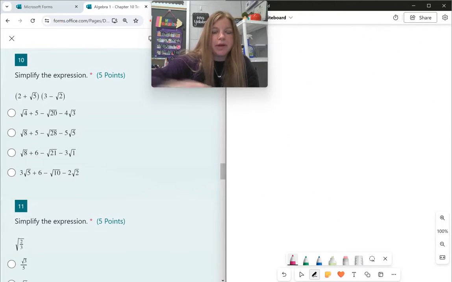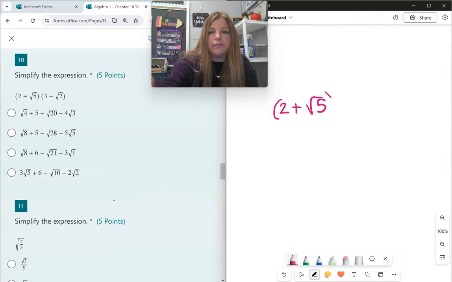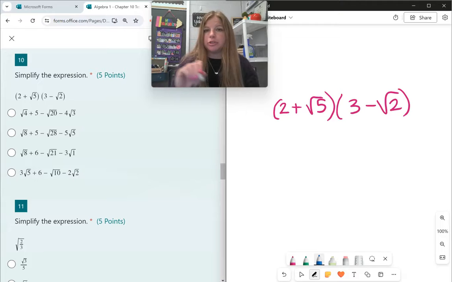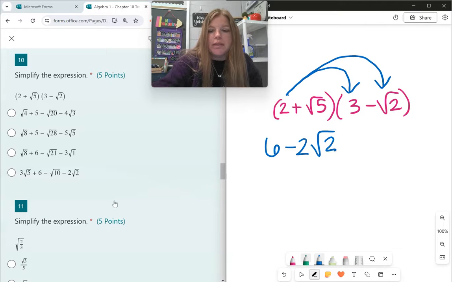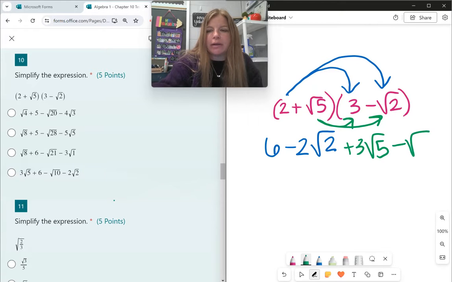Number 10, simplifying. So we have a bunch of distributing to do here. So we are going to look at 2 plus radical 5 times 3 minus radical 2. Okay, so just like we did 2 chapters ago, a binomial times a binomial, we distribute this all out. So I first do 2 times 3. 2 times 3 is 6. Then I do 2 times negative radical 2, which is negative 2 radical 2. I then have to distribute my radical 5. So radical 5 times 3 is plus 3 radical 5. And then radical 5 times negative radical 2 is negative radical 10.